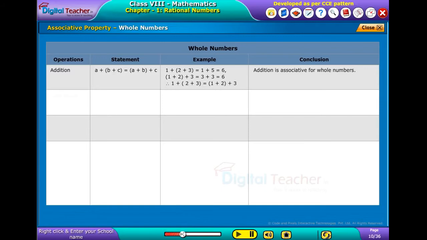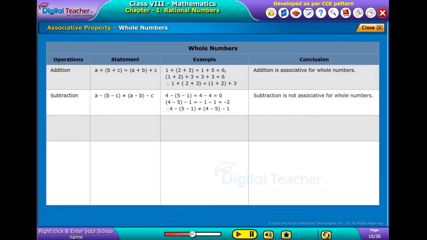Under subtraction, it states that the difference of three whole numbers is not the same if the order in which their difference is taken is changed. For example, 4 minus of 5 minus 1 is not the same as 4 minus 5 of minus 1. It concludes that subtraction is not associative for whole numbers.